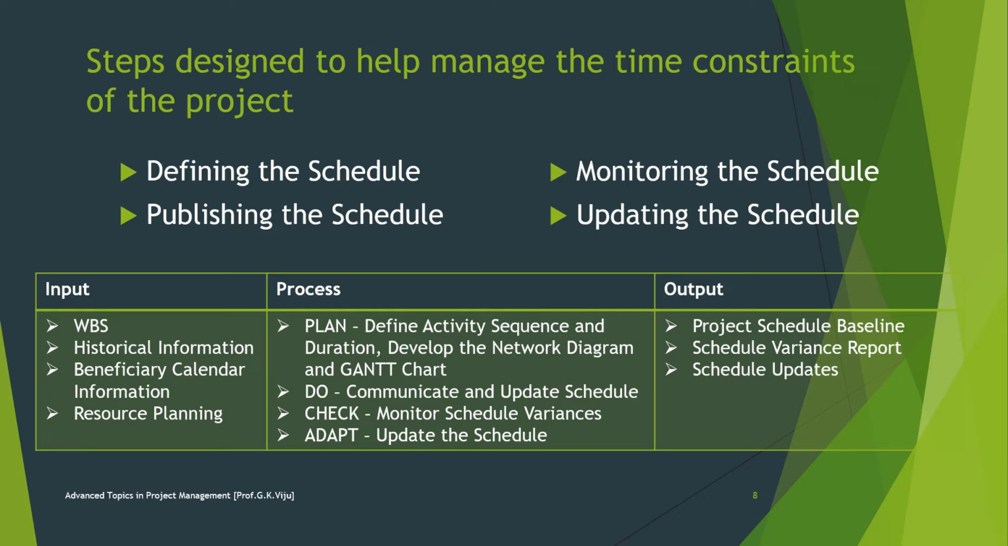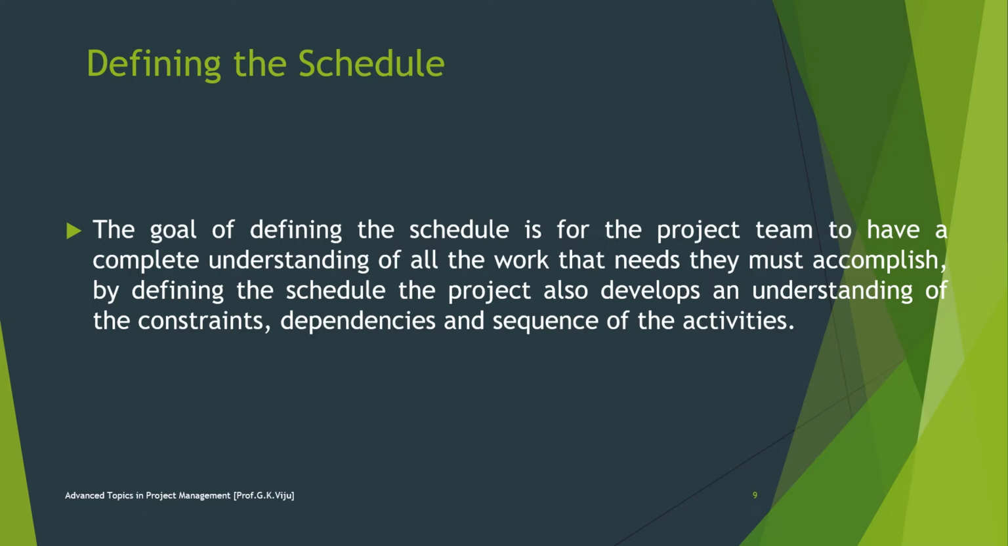Outputs are project scheduling baselines, schedule variance reports, and schedule updates. So let us discuss defining the schedule. The goal of defining the schedule is for the project team to have a complete understanding of all the work that they must accomplish. By defining the schedule of the project, they also develop an understanding of the constraints, conditions, dependencies, and sequence of the activities.